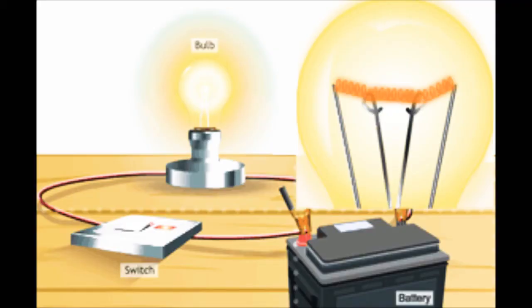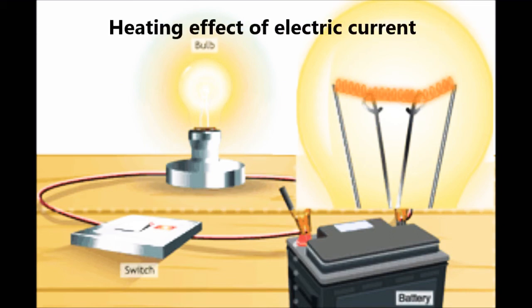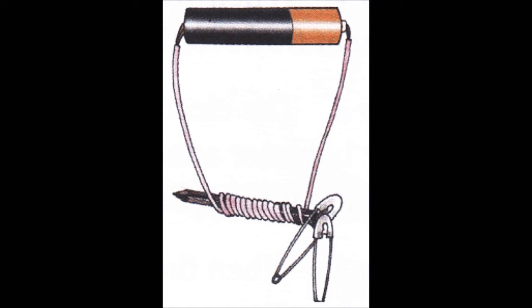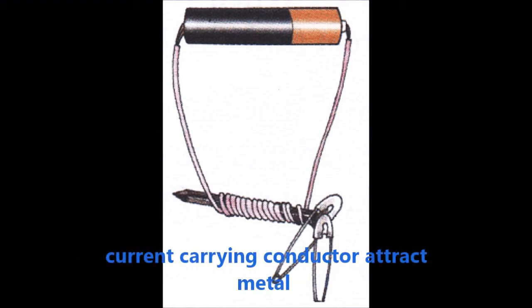In chapter 12, electricity, we learned about the heating effect of electric current. What if I say an electric current carrying conductor or a wire behaves like a magnet? Isn't it interesting? Come on students, let's know what's happening.